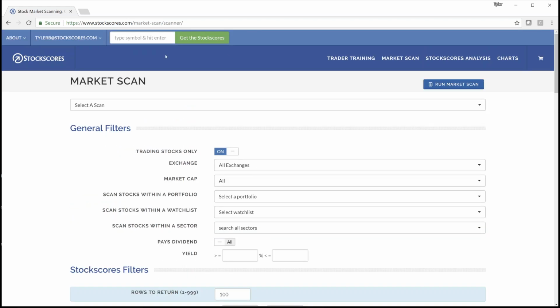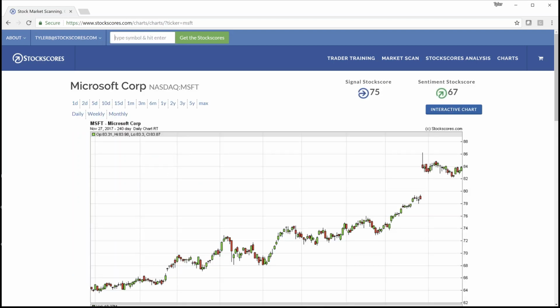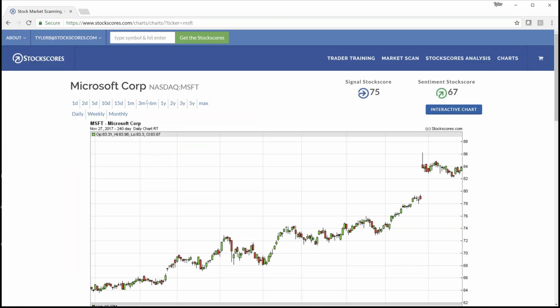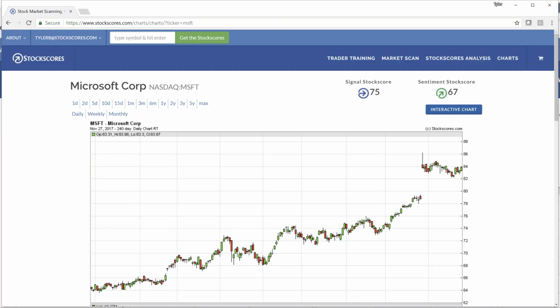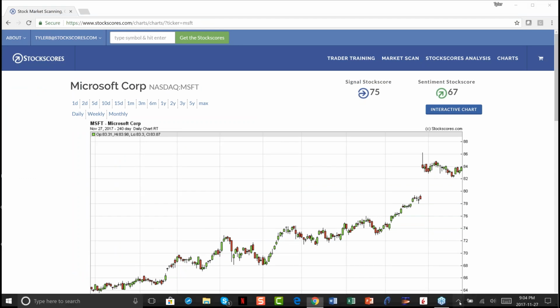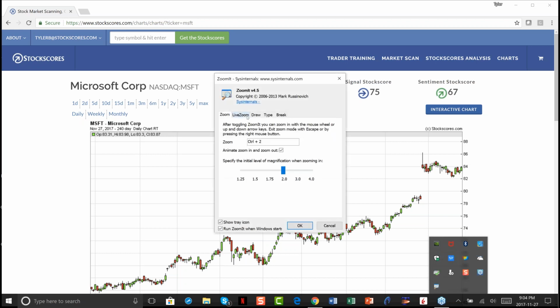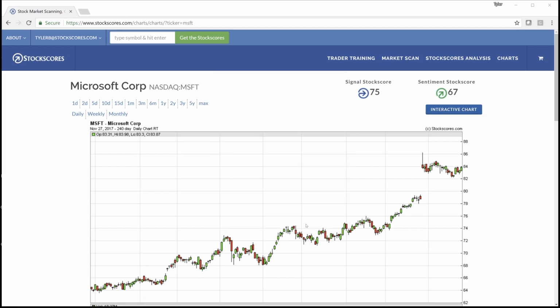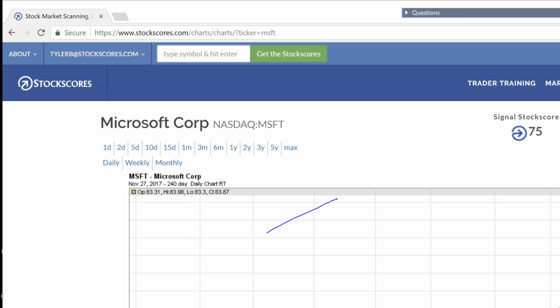Now, one little thing I want to direct you to, I'm just going to pull up a chart here, is I have a little app on my computer called Zoomit. And Zoomit allows me to zoom in on charts. That's not what I want to do. Hold on. Trying to get the keystrokes right here. I want to draw. Draw is Control D. That's what I did. Let me try this again. Control D. Well, I can draw, but it's zooming.